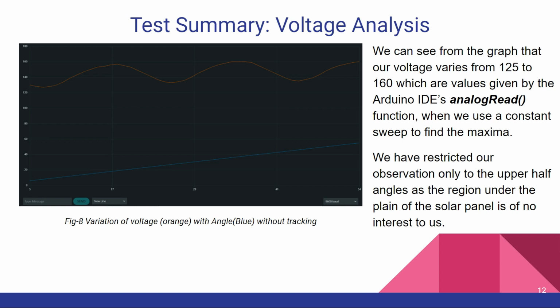Test summary, voltage analysis. The graph in the figure shows us the variation of voltage with the angle of the solar axis without tracking. We can see from the graph that our voltage varies from 125 to 160, which are values given by the Arduino IDE's analogRead function. We use a constant sweep to find the maxima. We have restricted our observations only to the upper half of angles as the region under the plane of the solar panel is of no interest to us.